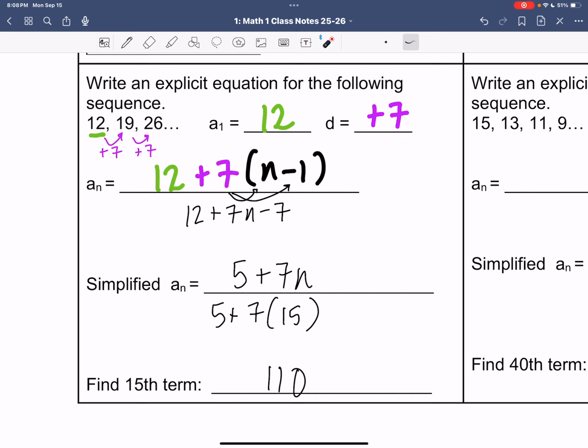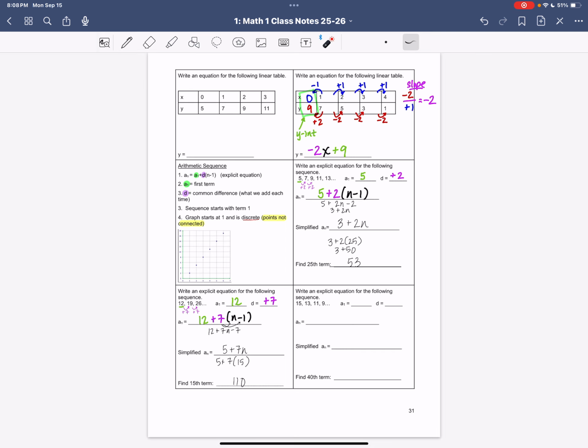And then now we're going to distribute to get 7n minus 7 and bring down the 12. And then go ahead, combine your like terms, and then bring down the 7n. So now it wants to know if you have the 15th term, we're going to plug that in for n. So you take that and then add 5, you get 110. That's your answer. All right, I want you to go ahead and try that one, see how you do.